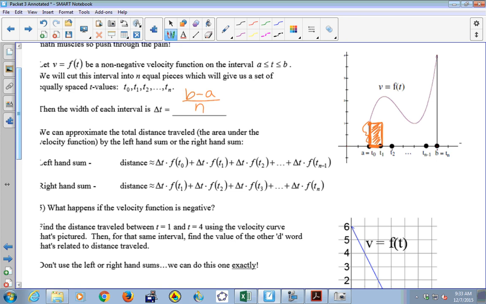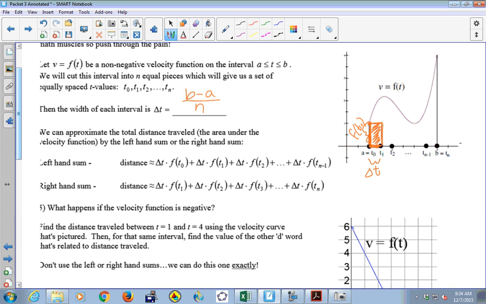How far? This function tells you how fast, right? So the function value f of t0 tells you how fast, and delta t tells you how long. If you know how fast you were going and for how long, you multiply those together, which is also getting the area of that rectangle, and that tells you how far. So that's my first rectangle: f of t0 times delta t gives you the area of the rectangle, or the distance traveled on that interval.